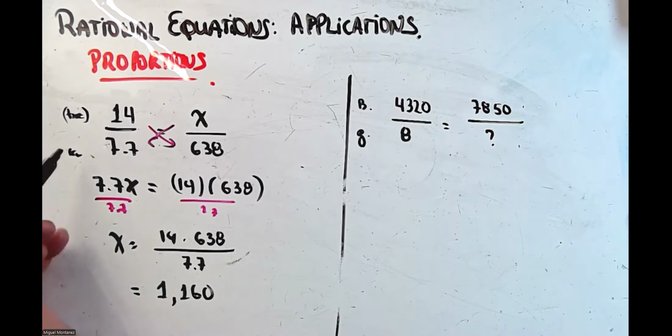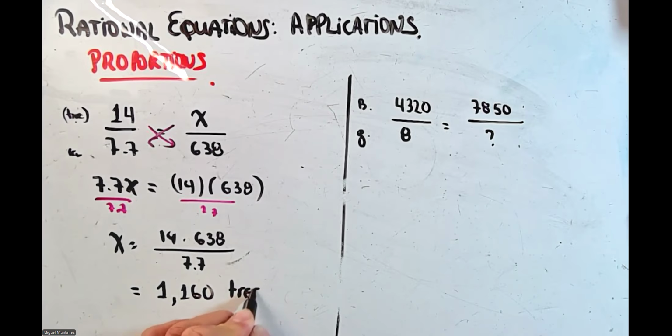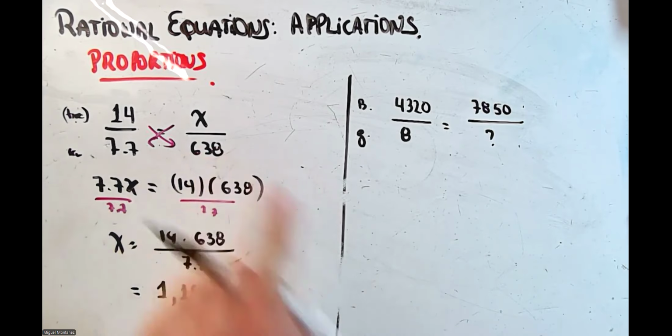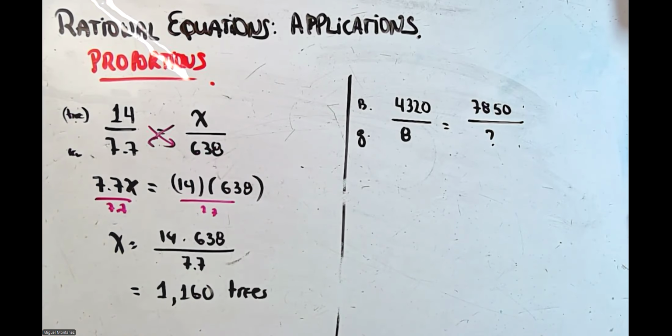1,160. Here we're solving for the number of trees. So we need 1163 trees to produce 638 kilograms of coffee. And we are done.